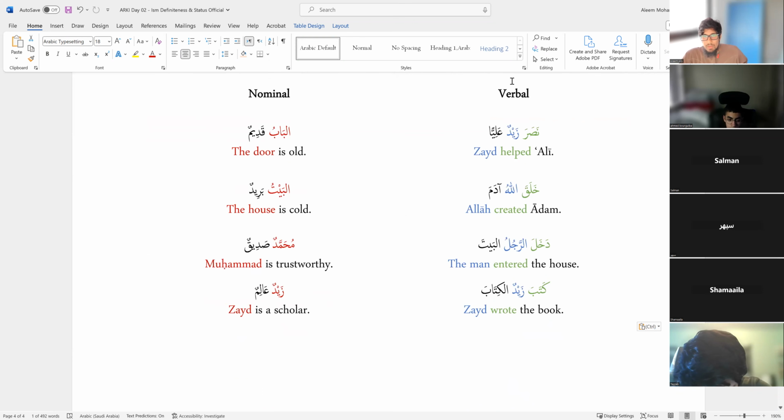Okay, cool. So hopping into the verbal sentence: Nasara Zaydun Aliyan, which means Zayd helped Ali. Nasara is a verb. So when I see a verb coming in the beginning, I know there are two other things I'm looking for. I have to ask myself, who is doing this action and who is receiving this action? The way I can tell who my doer is, is that it has a dhamma ending, therefore it's in a state of rafa. So Zayd helped. And the one receiving the help is going to have the fatha ending, which means it's in a state of nasb, Aliyan.